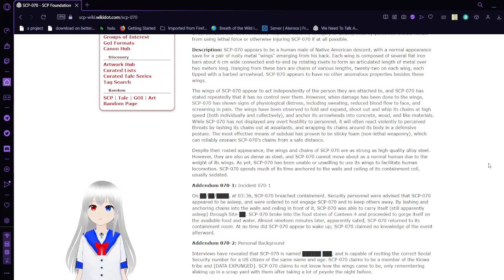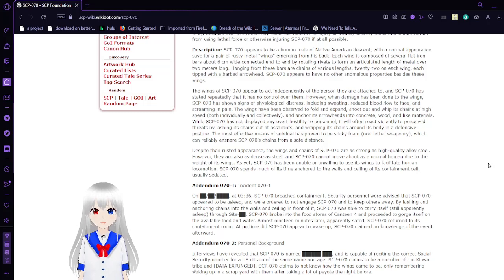Description: SCP-70 appears to be a human male of Native American descent, with a normal appearance save for a pair of rusty metal wings emerging from his back. Each wing is composed of several flat iron bars about 6 centimeters wide, connected end-to-end by rotating rivets to form an articulated length of metal over 2 meters long. Hanging from these bars are chains of various lengths, 22 on each wing, each tipped with a barbed arrowhead. SCP-70 appears to have no other anomalous properties besides these wings.